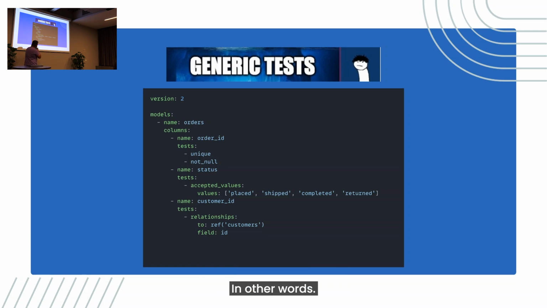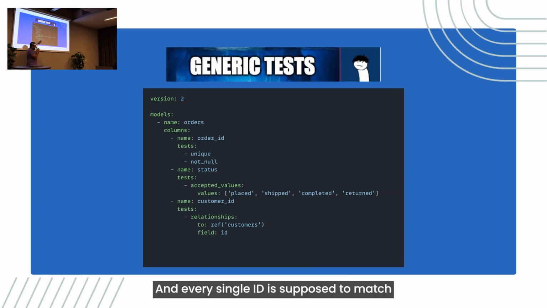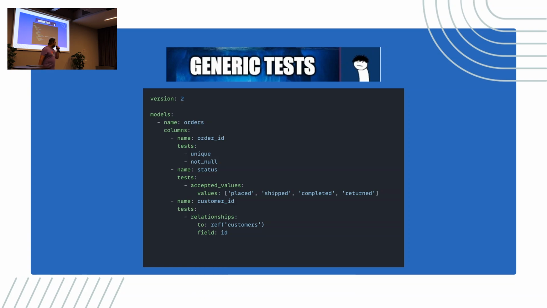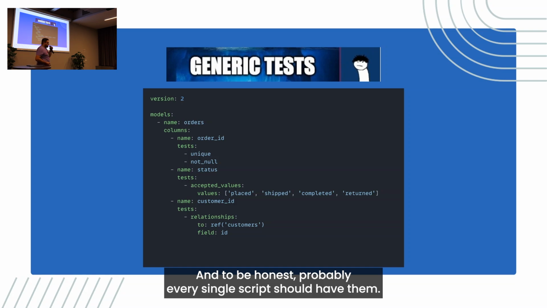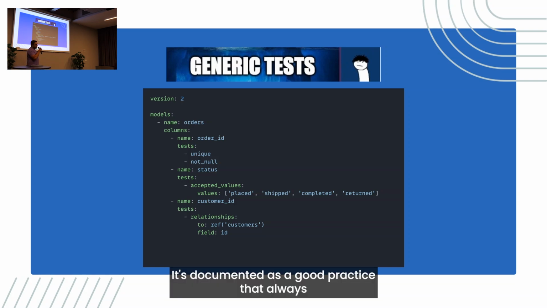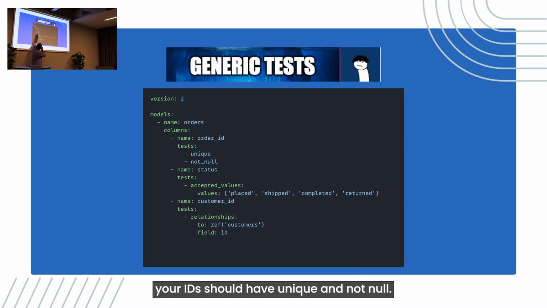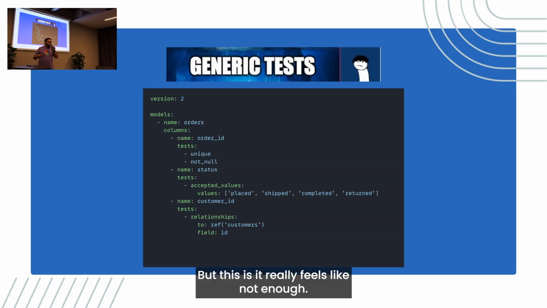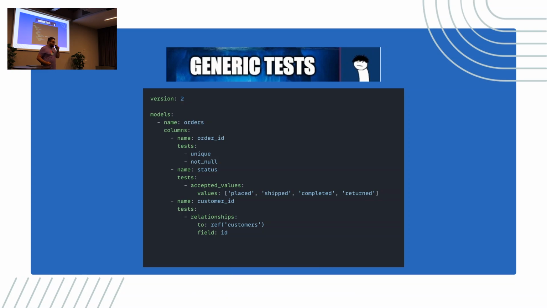In other words, I want to do a join in this table, and every single ID is supposed to match. No ID is supposed to be left without a matching row. These are cool, and to be honest, probably every single script should have them. It's documented as a good practice that your IDs should always be unique and not null. But it really feels like not enough.